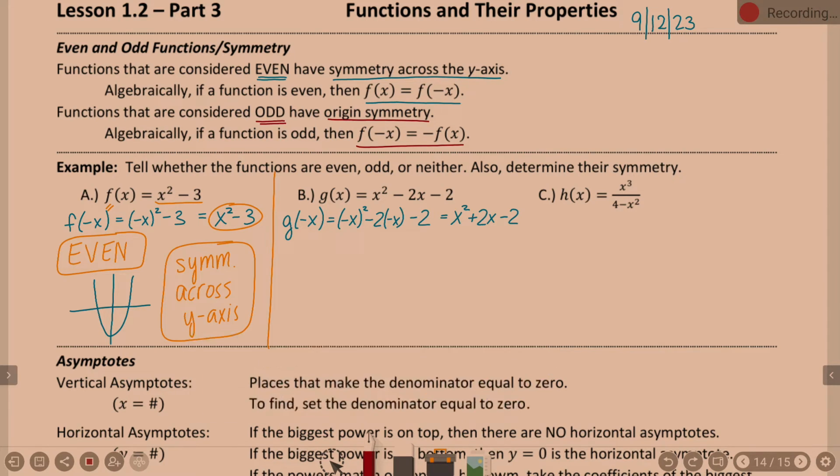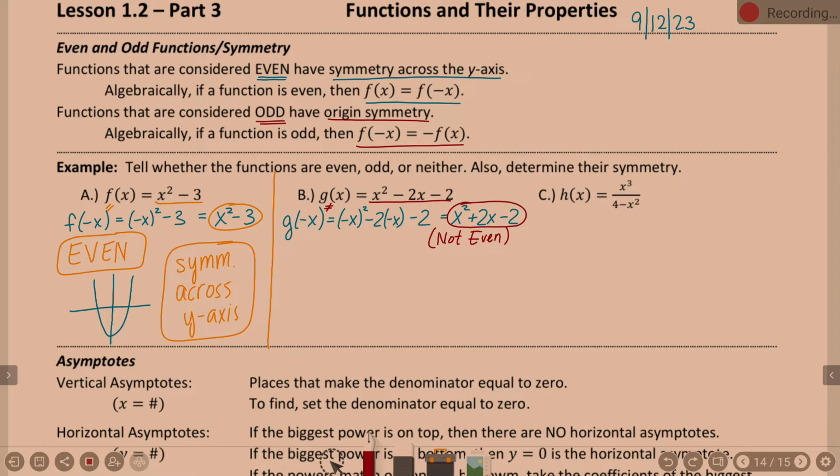What do you know right now? I don't know neither yet. It's not even. Can we agree it's not even? x squared minus 2x minus 2 does not equal x squared plus 2x minus 2. So right now, those are not equal. So what I have decided is that this graph is not even. Okay, we haven't graphed it on the calculator yet, and I've done that with you on purpose, but we know it's not symmetric across the y-axis. That should be what you see when you graph it later.